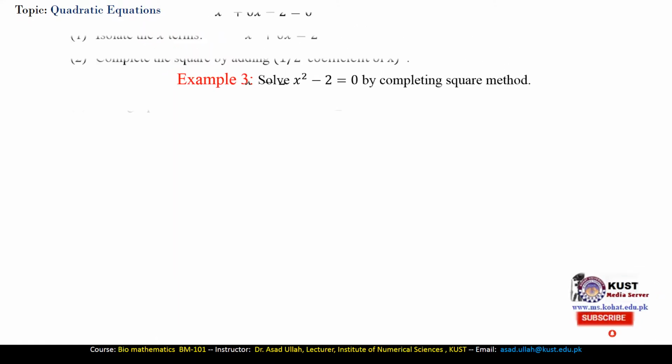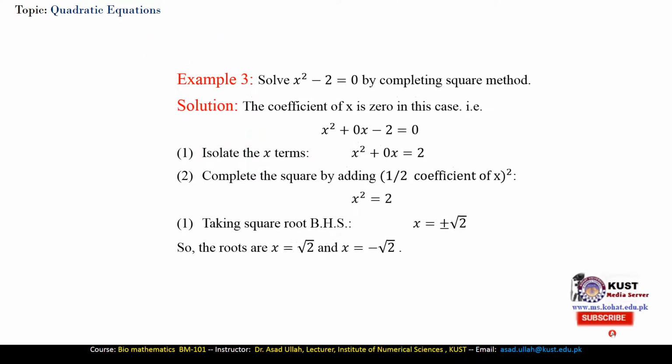Example number 3 is an interesting and simple quadratic equation. We will solve this equation by using the completing square method. First we write this equation in the standard form, that is x square plus 0x minus 2 is equal to 0. Now separating the variables x, we get x square plus 0x is equal to 2.